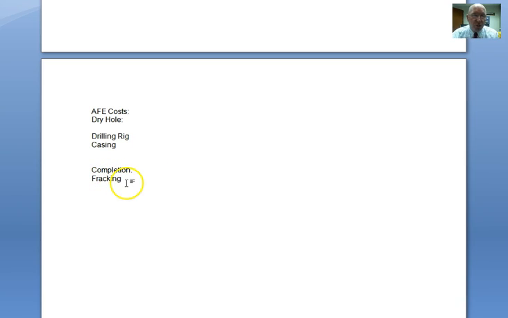When it goes to complete the well, particularly a horizontal well, fracking is by far the greatest expense, particularly the long laterals where there might be 12 or 20 different sets of fracks. So that's a little bit on the finance. I'm going to change to some slides and go through those.